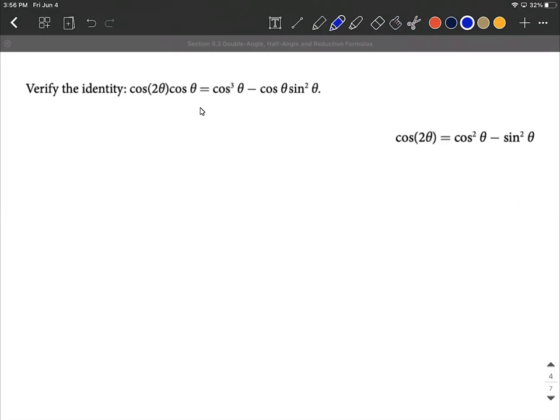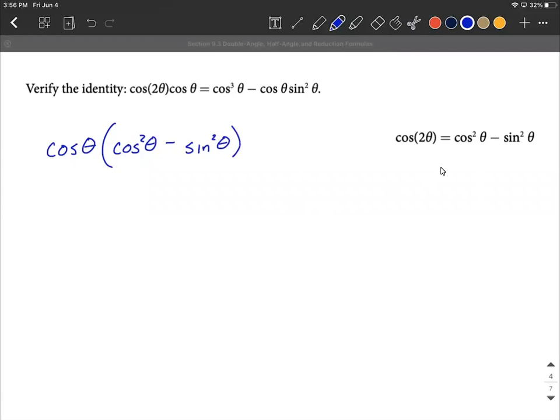So to get verifying on this, I'm going to start with the right-hand side and see what we can do with this. I noticed that we have cosine of theta here and another cosine of theta. So let's start out by factoring a common factor of cosine of theta out of the right-hand side. If I factor a cosine of theta out here, I'm still going to have cosine squared of theta. Bring along our subtraction sign in the middle. If we take away this cosine of theta and factor it out, we're going to be left with a sine squared of theta.